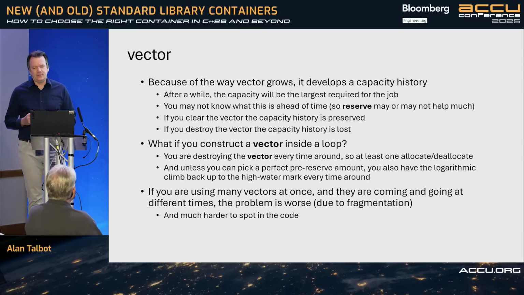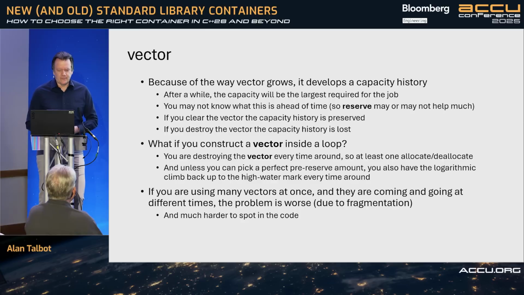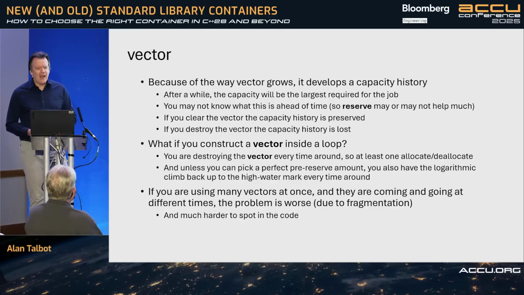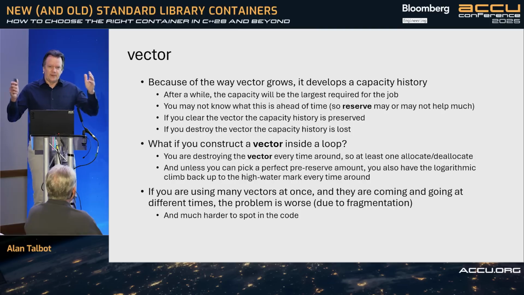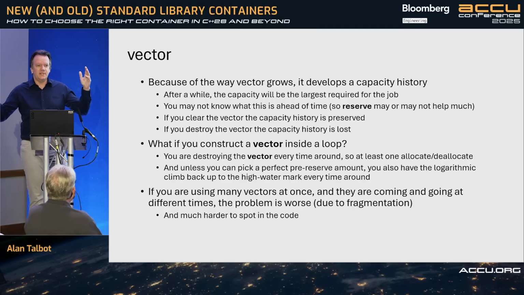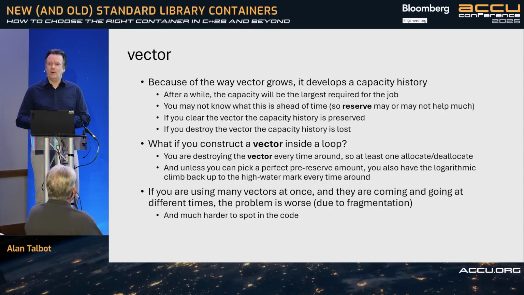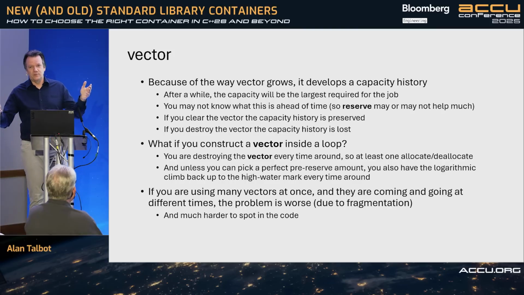Because of the way vector grows, it develops what you might call a capacity history. I think I got that term from Howard too. So after a while, the capacity will be the largest required for the job. So let's say you're using a bunch of vectors and you're putting stuff in them, taking them out. They'll tend to grow until they're the right size and then just sit there, okay? You may not know ahead of time what that is, so you can't necessarily pre-reserve that. Because after all, if you pre-reserve too much, that has its own costs and problems.